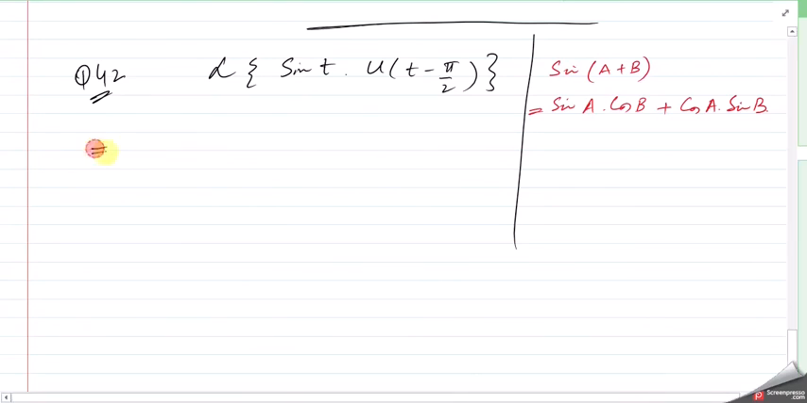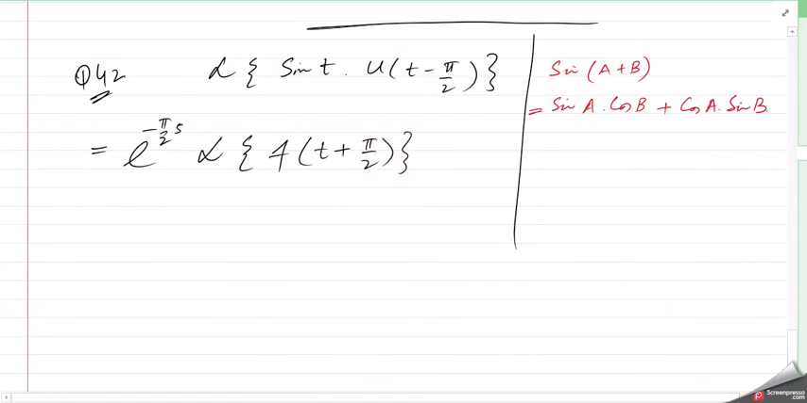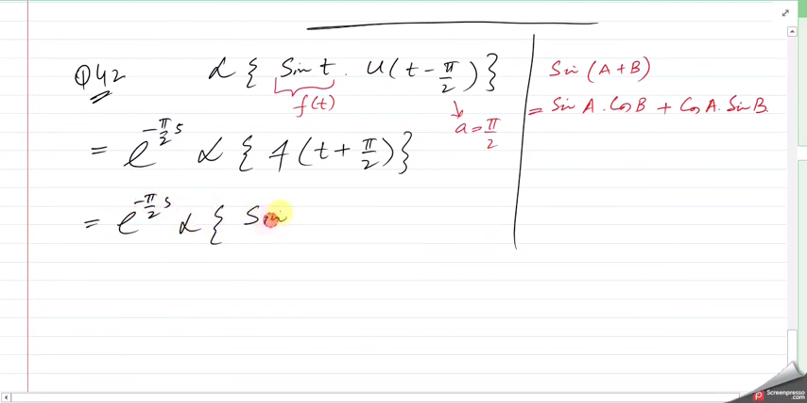Alright, I hope you have done it already. Our function is here, so e raised to the power minus pi by 2 s, okay, because a is pi by 2, into Laplace of function t plus a, where a is pi by 2. Okay, this is our function, and a is pi by 2. Right. So how do we write f of t plus pi by 2? E raised to the power minus pi by 2 s Laplace of sine of t plus pi by 2.